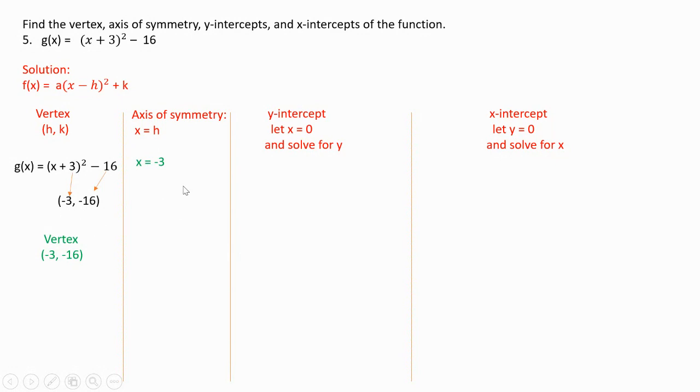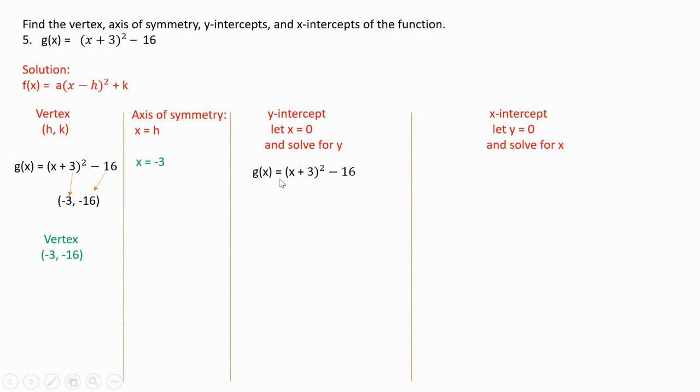Now to find the y-intercept, we're going to let x equal 0. G of x is the same thing as y. This is a function, right, and y would be the equation, but it's a function. That's why it's the same thing as g of x. And I believe they covered functions earlier in the semester.